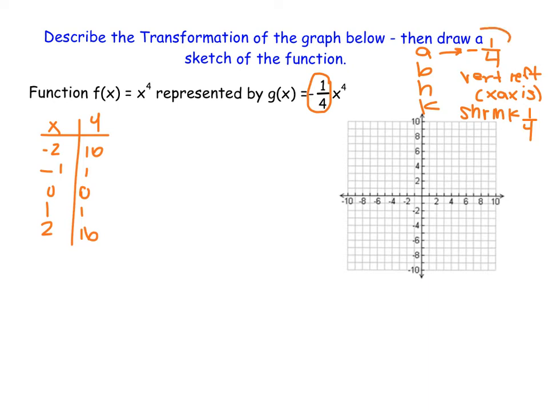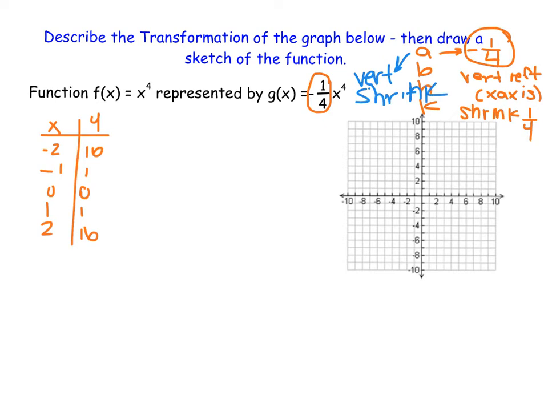So this a value of negative 1/4 is going to vertically reflect it, and it's going to vertically shrink that particular function down to about 1/4 of its height. So what I do here is I notice that my a value is a vertical shrink and a reflection, but we can do this all in one shot.